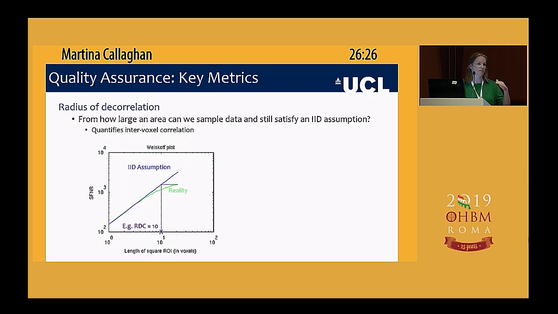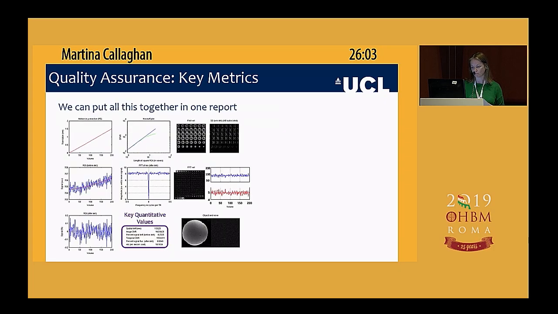But in reality, we get deviations from this, and there can be many different reasons for that. For example, smoothness imparted by the reconstruction. And so that would be perfectly normal. But what you want to know is what is the point at which that's occurring. So what is the extent over which the IID assumption is valid. And so you can project down and identify it. And again, you want that to be a stable number for your system that is sensible.